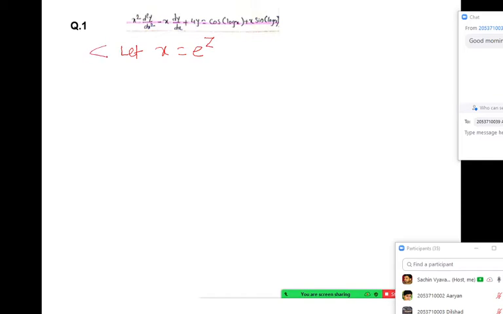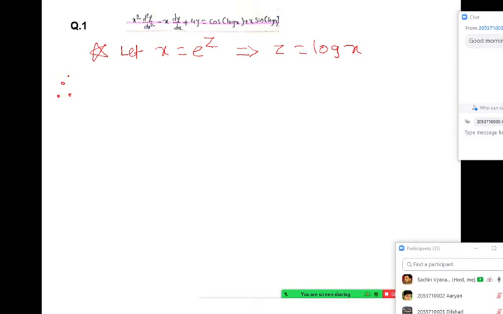This is a very important thing that you should know. Whenever x is e raised to z, what is the value of z? Log x. Yes, z is log x. These two things we require to simplify the differential equation. Therefore, the differential equation becomes.